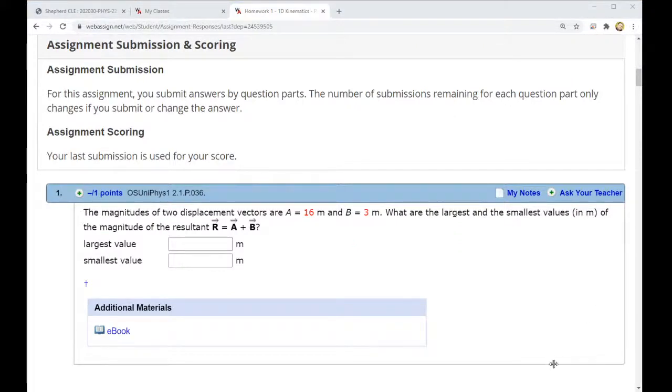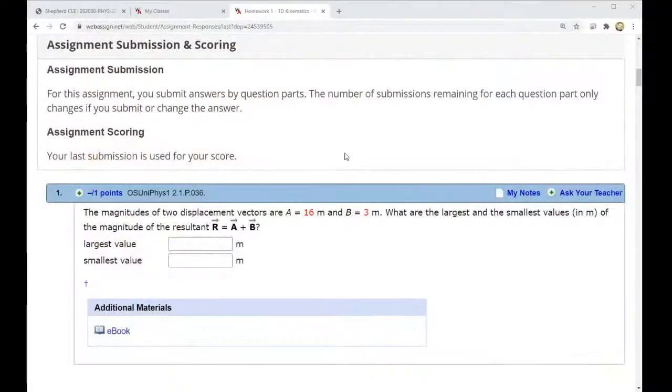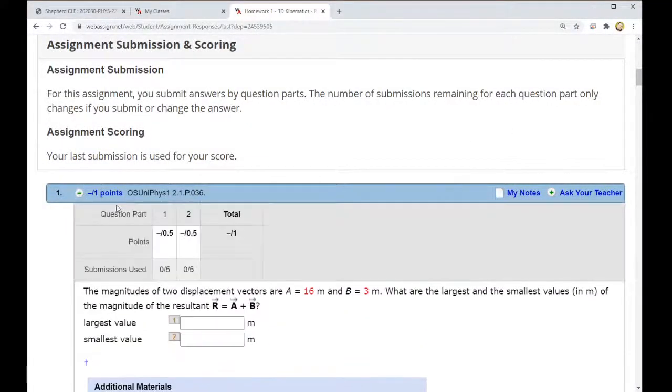When you log into WebAssign, there'll be this home page where you can see the current and past assignments and the due dates, a summary of all that. And there's other stuff too, like a grade book. But when you click into the assignments, this is what a typical assignment will look like. Here you can see how many points it's worth. This is a two-part question. Each part's worth half a point.